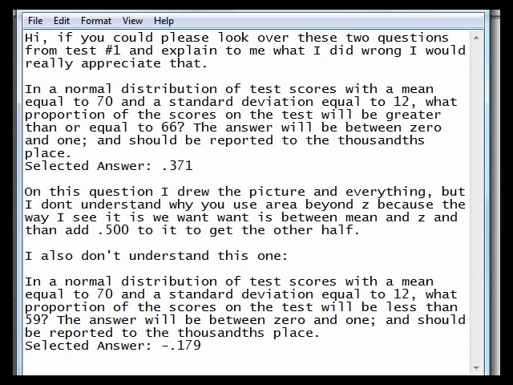At first it says, in a normal distribution of test scores with the mean equal to 70 and a standard deviation equal to 12, what proportion of scores on the test will be greater than or equal to 66? And it says the answer will be between 0 and 1 and should be reported to a thousandths place. And the answer was 3.71, and the student was curious, how do we get to that 3.71? All right, so let's go.